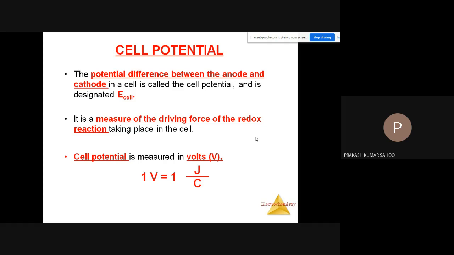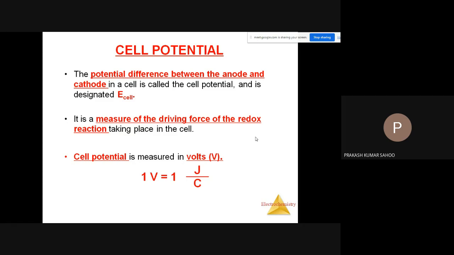generated through a complete cell. That is, when the left cell and the right cell, or the oxidation half cell and the reduction half cell, get connected, we will have a difference in potential, that is known as the cell potential. So before going through the cell potential, we will have a look at the electrode potential.